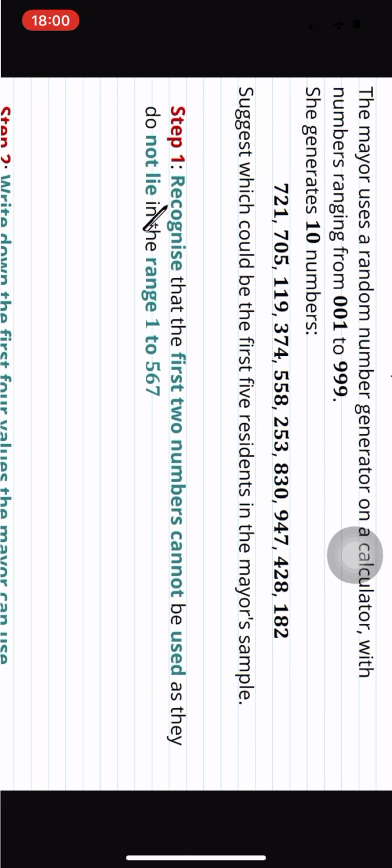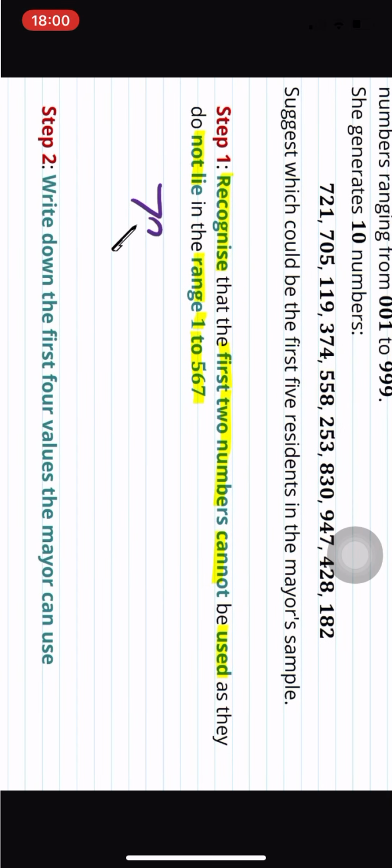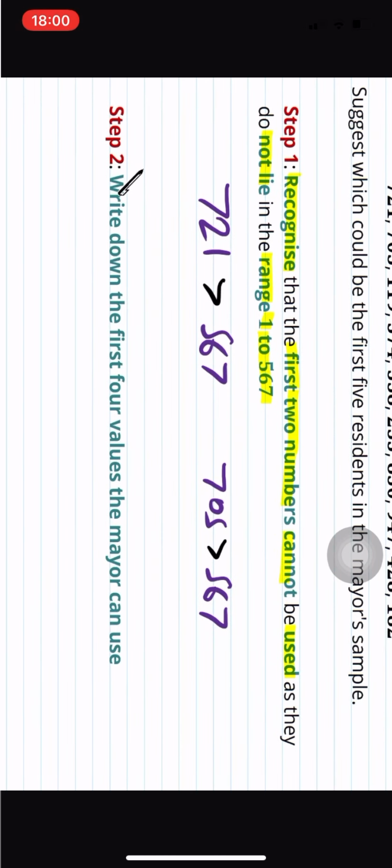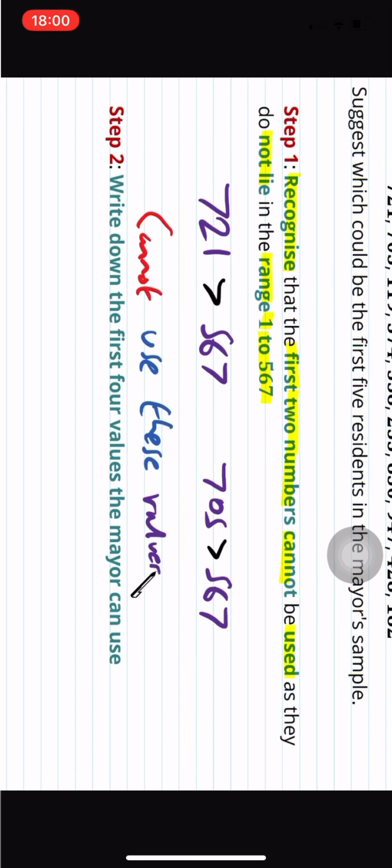Our first step is to recognise that the first 2 numbers cannot be used as they do not lie in the range 1 to 567. We have that 721 is strictly greater than 567, and 705 is also strictly greater than 567. Therefore, we cannot use these values because they lie outside our sample size.